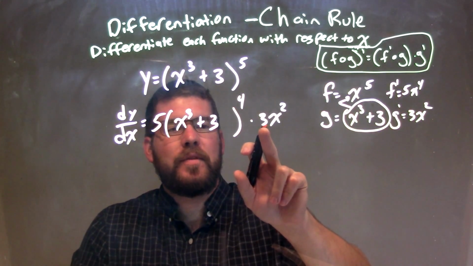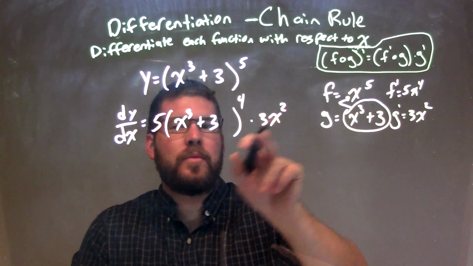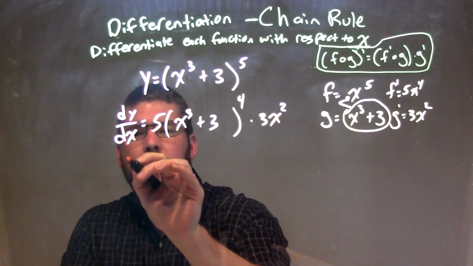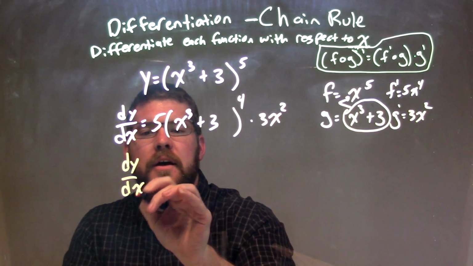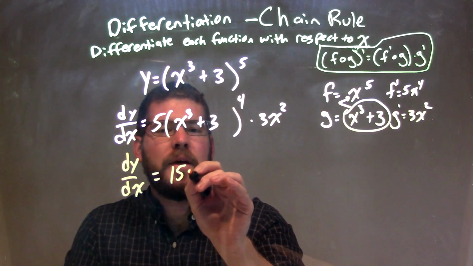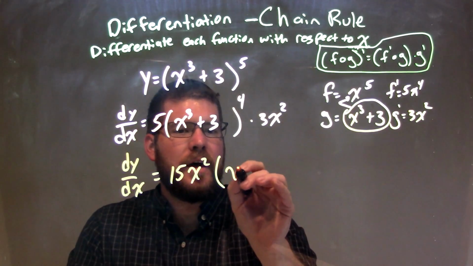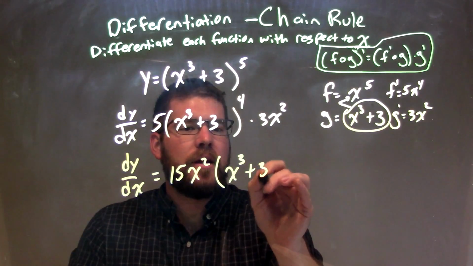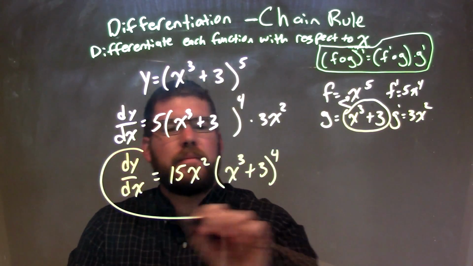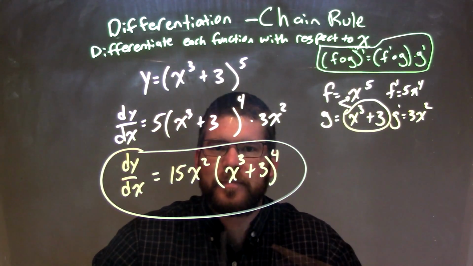Now let's simplify this. The 3x squared times 5 is 15x squared. So we have dy dx here as my final answer is 15x squared times (x to the third plus 3) all to the fourth power. There we go. So let's recap.